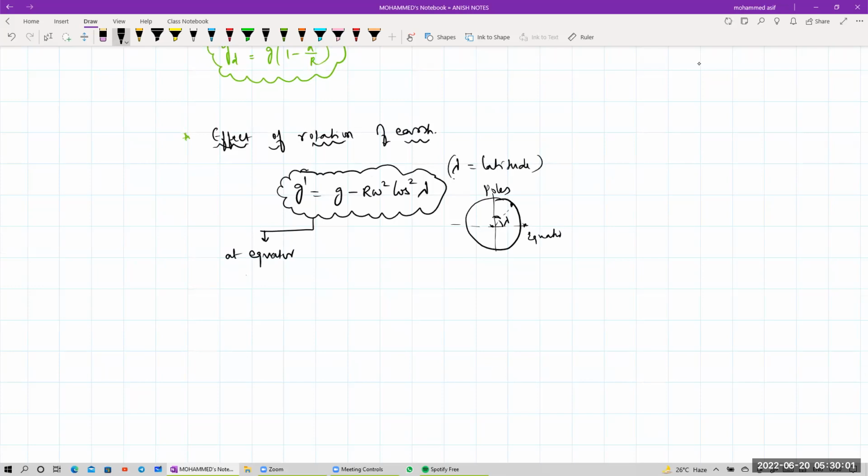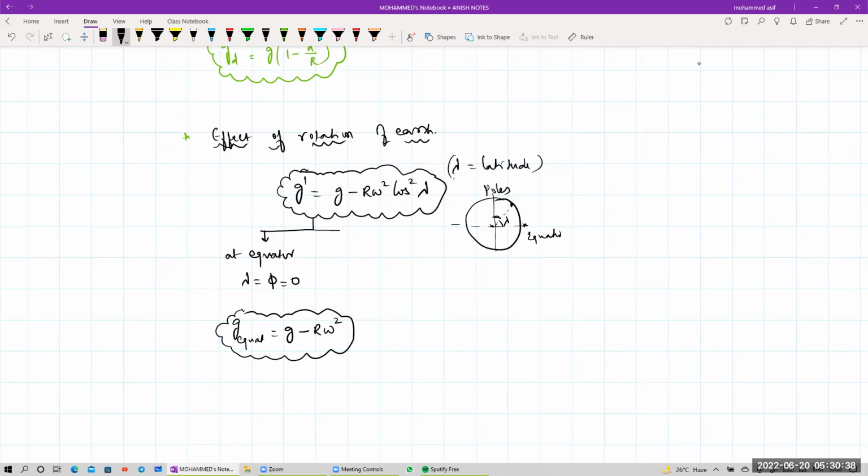What is the value of phi? 0. Yes, sir. Lambda or phi is equal to how much? 0. So if I'm taking this one to be 0, tell me, substituting here, cos 0, what am I getting? g at the equator will be equal to g minus R omega square times cos 0, and cos 0 is 1. That means this will become R omega square. So this is the value of g at the equator.